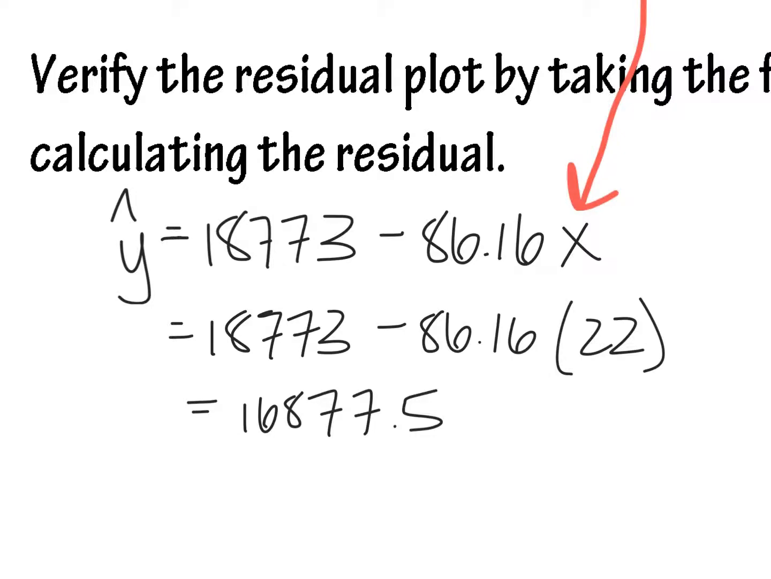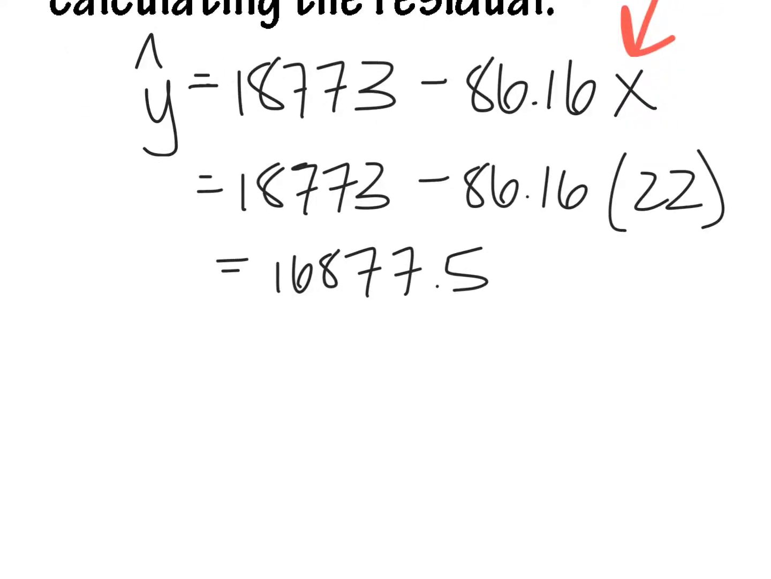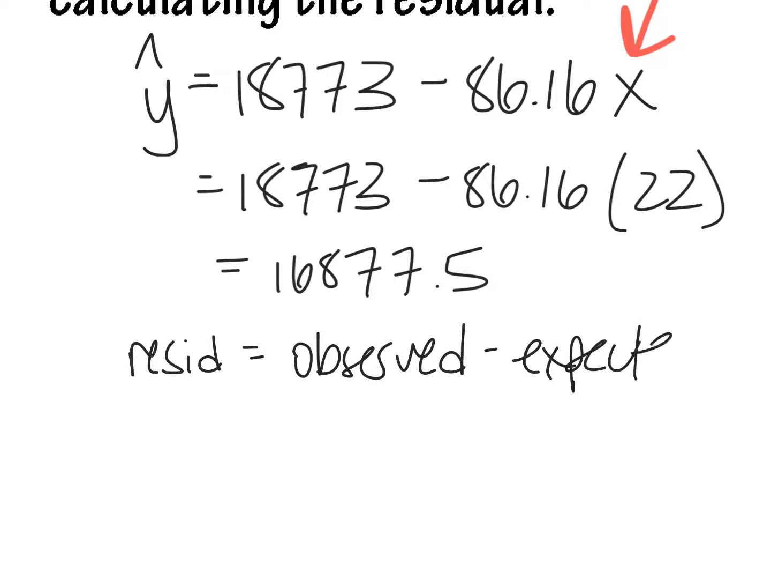In order to calculate the residual, we have a formula for that. The residual is the observed minus the expected. The observed means from the table, or the actual value, the actual price that it was sold for. The expected one is the y hat. That is the order that you always subtract them in, because it's really important to differentiate between a negative residual and a positive residual. So it's always observed minus expected.